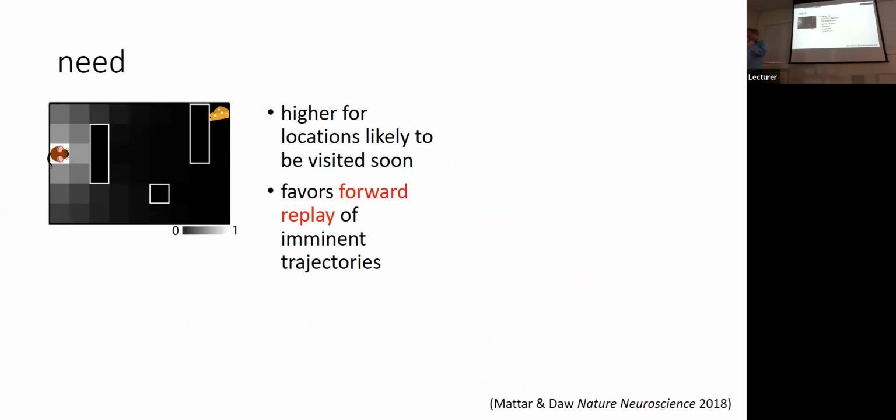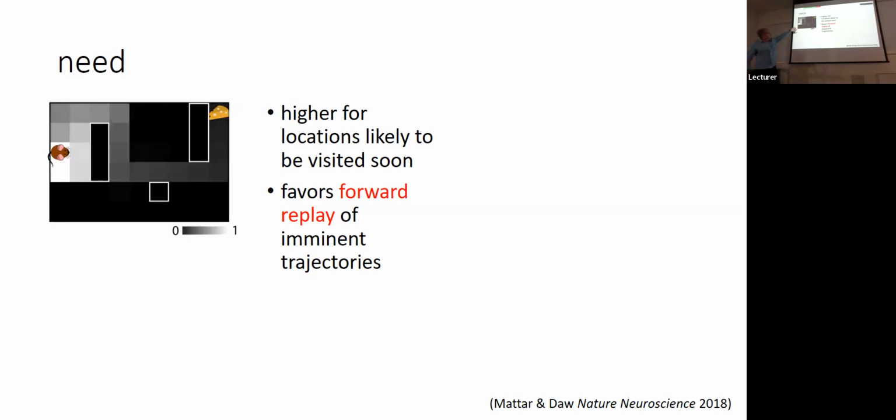So just to give you a little bit more intuition, here's the kind of thing need looks like. Need is going to be places that I'm likely to be soon. That depends on where I am and also where I've tended to go in the past. So as I get better at a task, need sort of focuses. And again, if you were replaying according to that alone, you'd want to replay close to yourself.